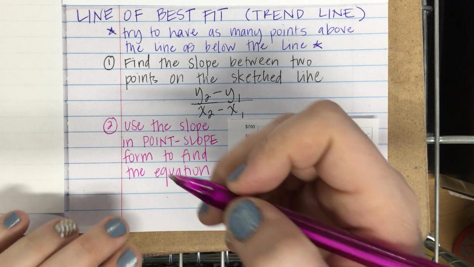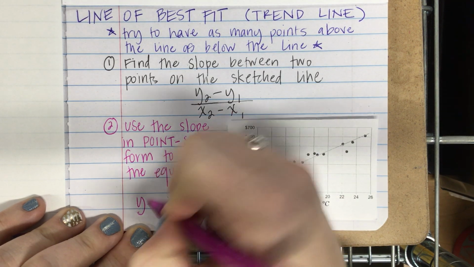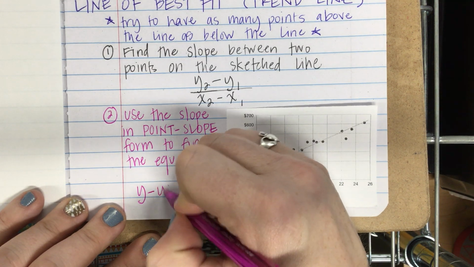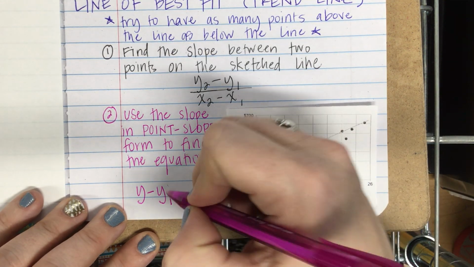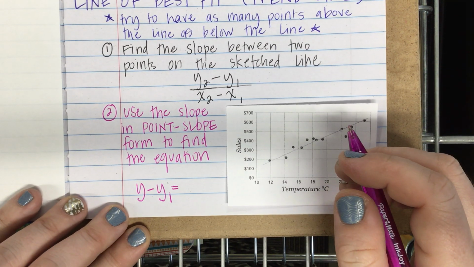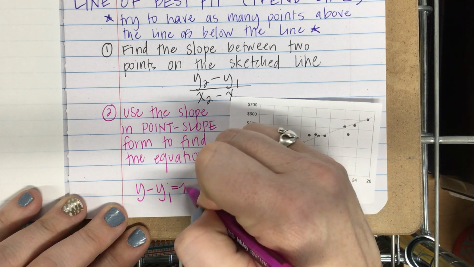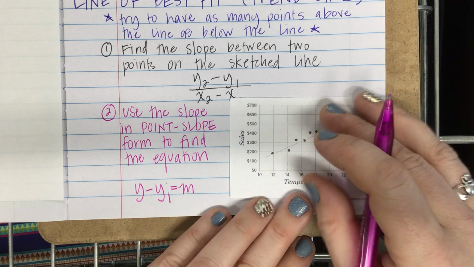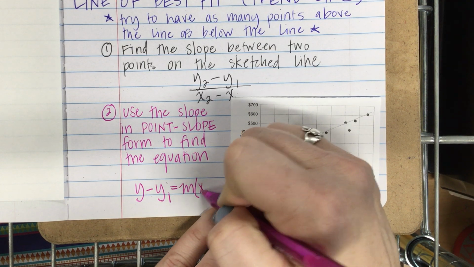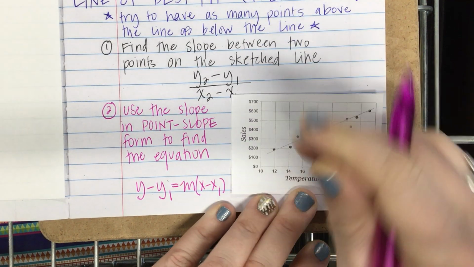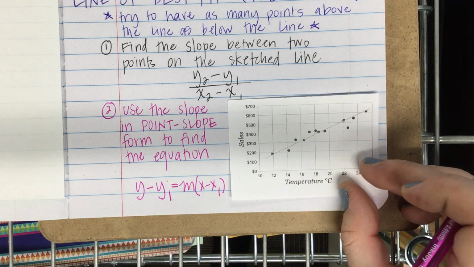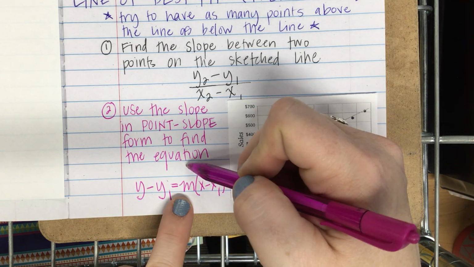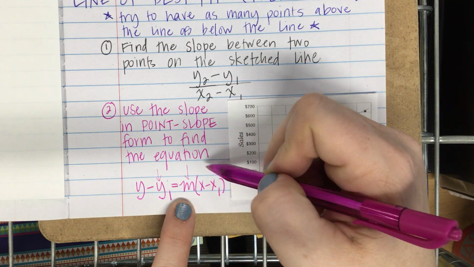Here's a hint. You have to have a point and a slope. I'll start you off. Are you ready? y minus y1 equals m, uh-oh, I wrote too big, x minus x1. I've got a point and a slope.